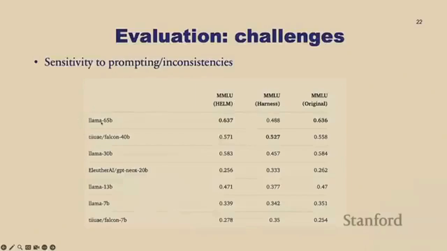For example, Llama 65B, which was the first model of Meta in the Llama series, had on HELM 63.7 accuracy, but on this other benchmark had 48.8.